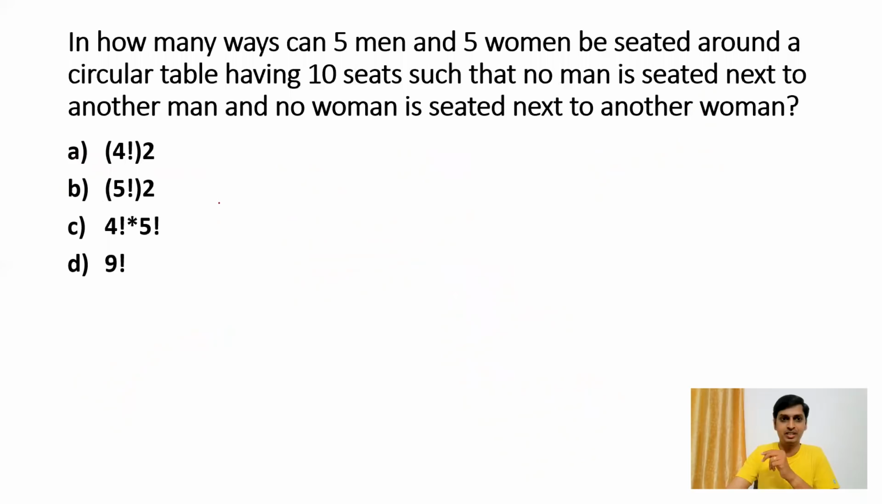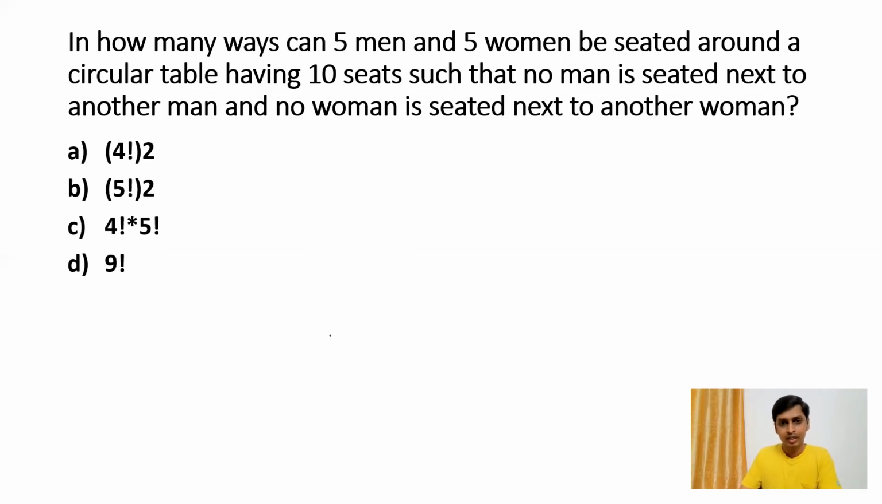Now moving to the second question. In how many ways can 5 men and 5 women be seated around a circular table having 10 seats such that no man is seated next to another man and no woman is seated next to another woman? We have 5 men and 5 women. They have to be seated in 10 seats at a circular table. Men should not sit next to men and women should not sit next to women. So this is our question.